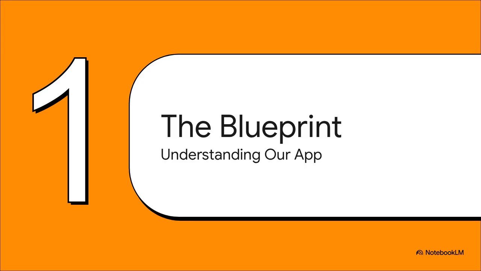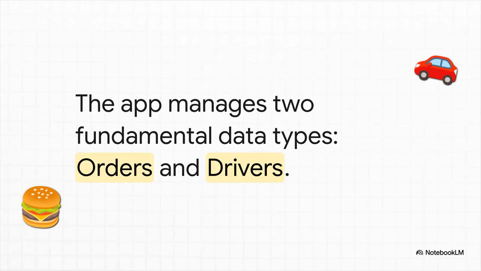First up, let's talk about the blueprint. Before we dive into any code, we need to be super clear about what this app actually needs to do from a user's perspective. At its core, this app is really only juggling two main things: orders and drivers. An order has all the details, the restaurant, the dish, and a driver, well, that's the person assigned to deliver it. Pretty much every piece of information we're going to save fits into one of these two buckets.